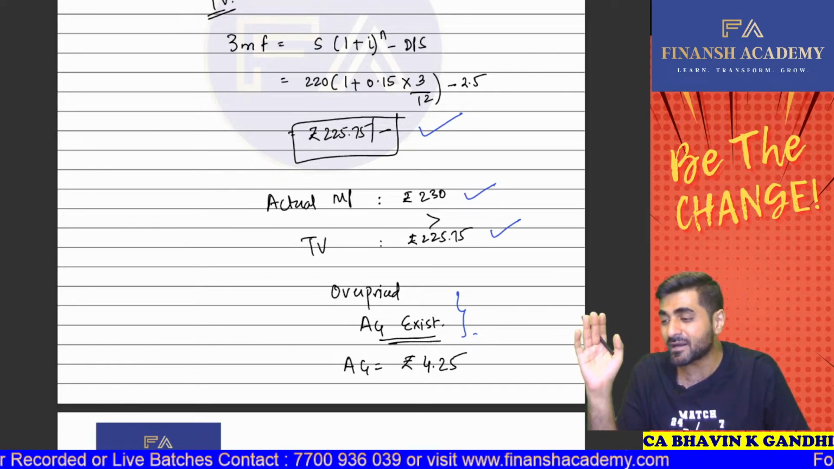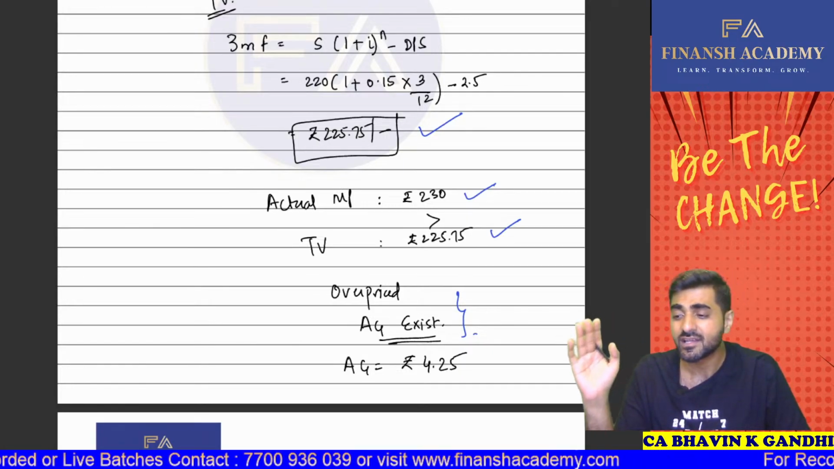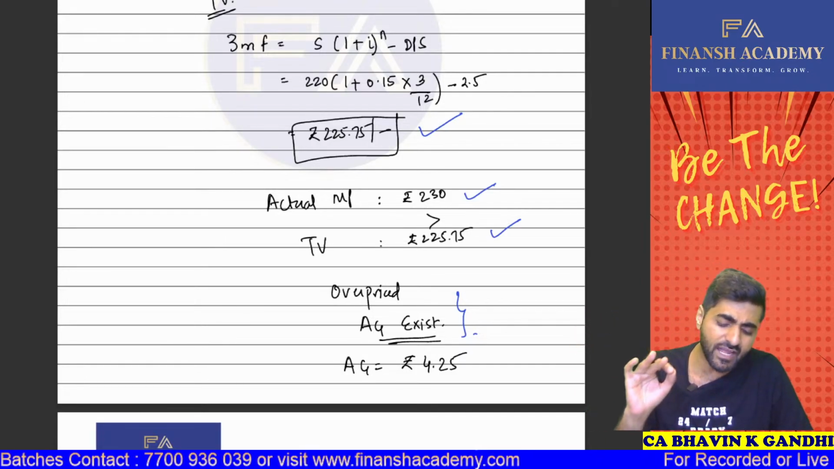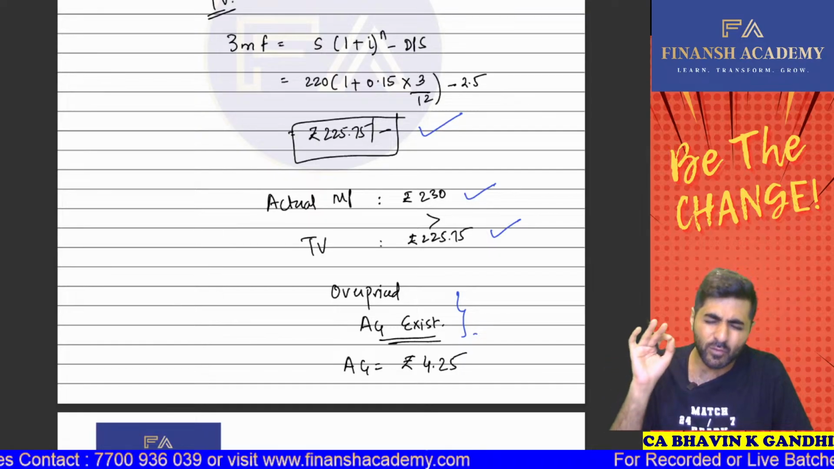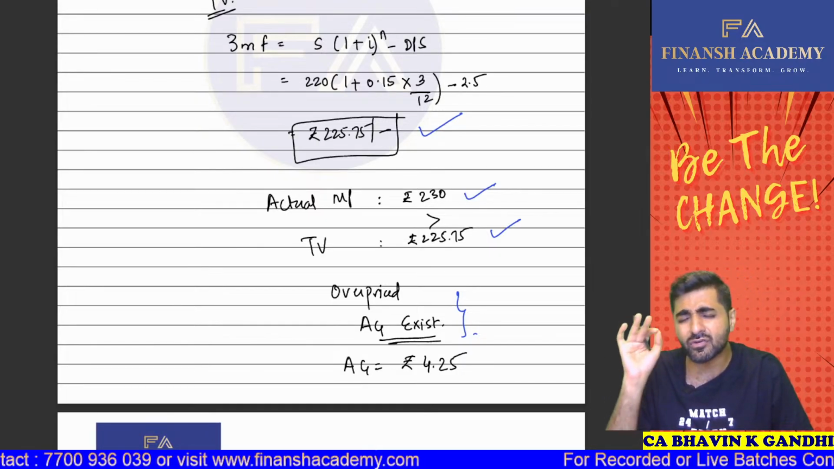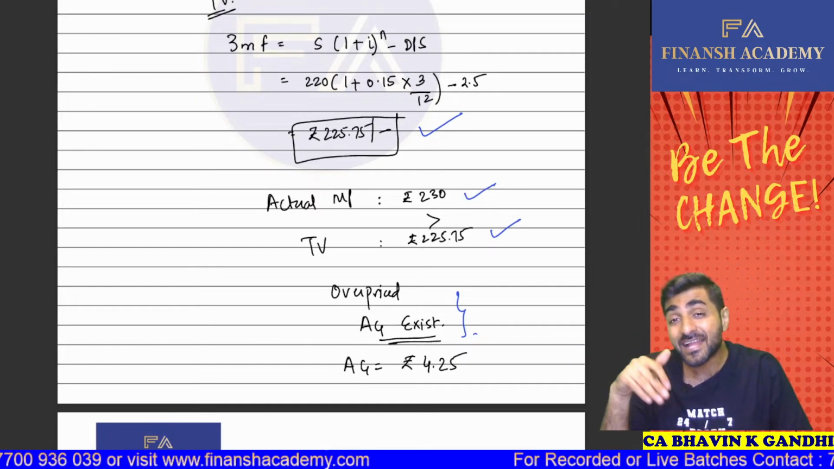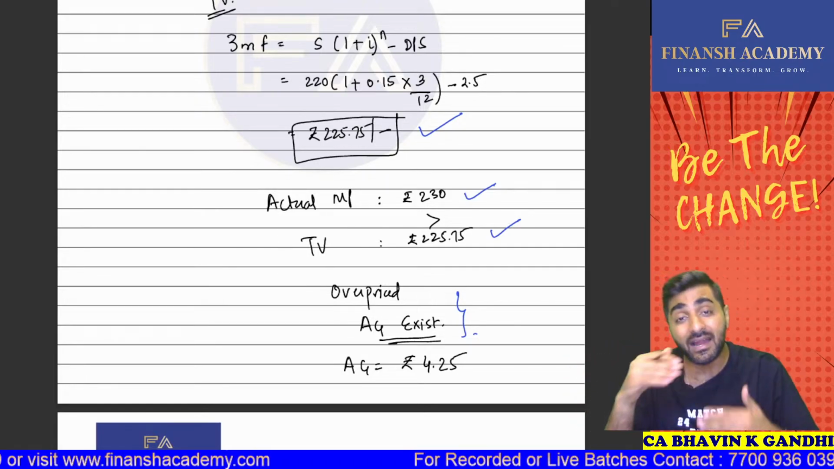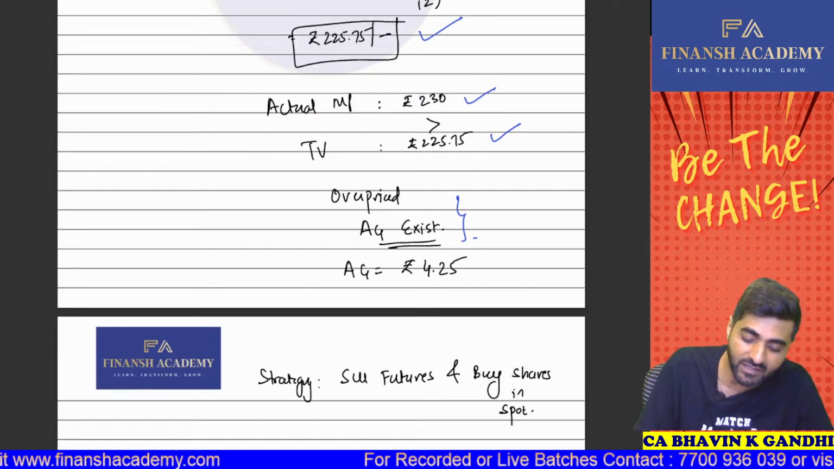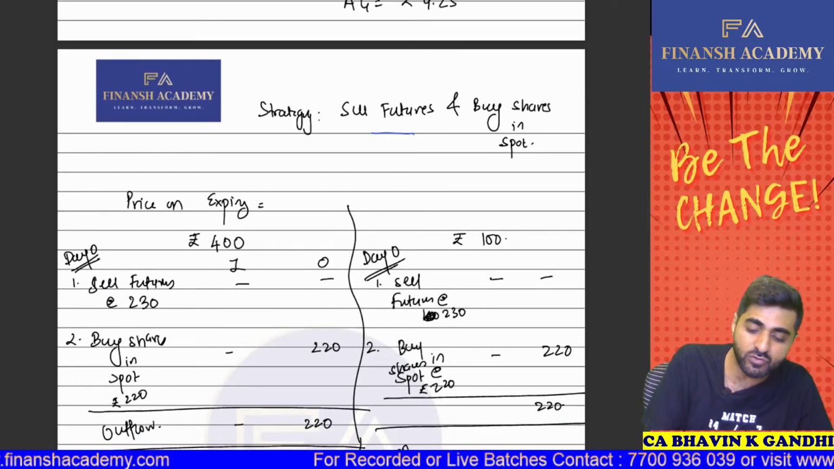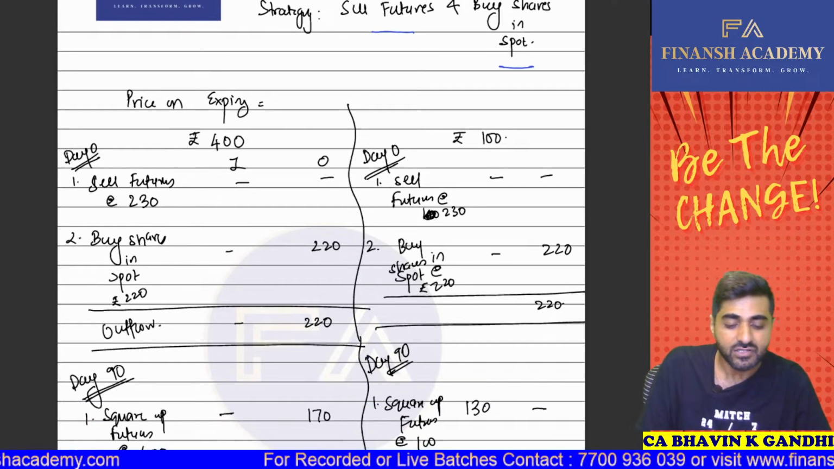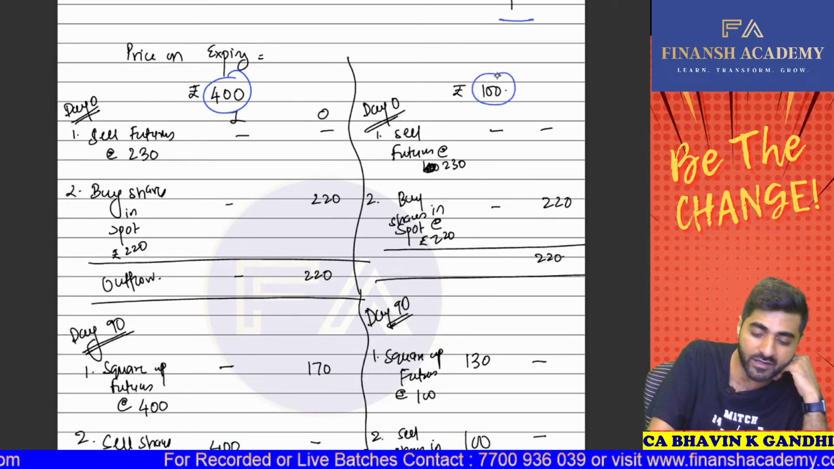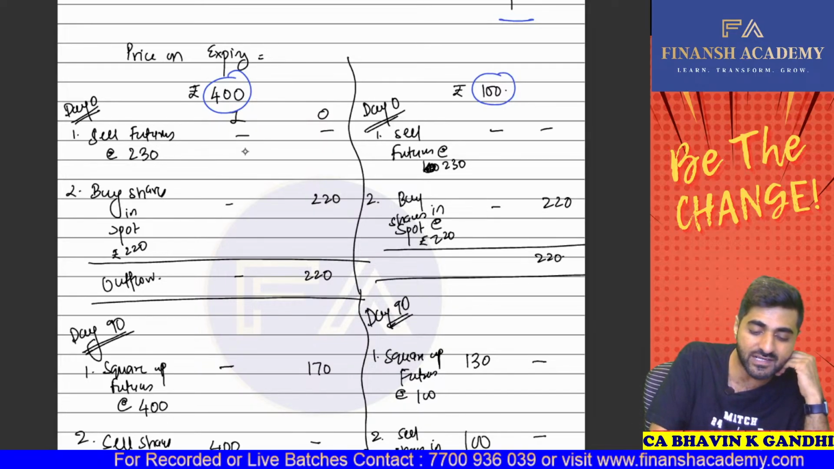And if it is overpriced, my dear students, you all know what are the implications. The implications are very simple, that we have to take into consideration. If it is overpriced, we are going to sell the future contract and simultaneously, what we have to do next, we have to buy it in the spot. So exactly what we have done here. Strategy: sell futures and buy shares in the spot. So we have price on expiry, which we are taking either 400 or 100. The same process, we are selling futures at 230.